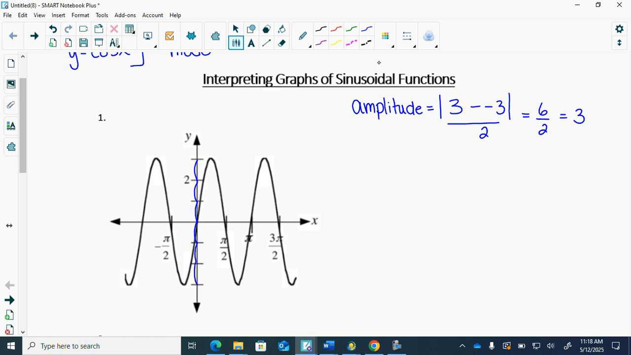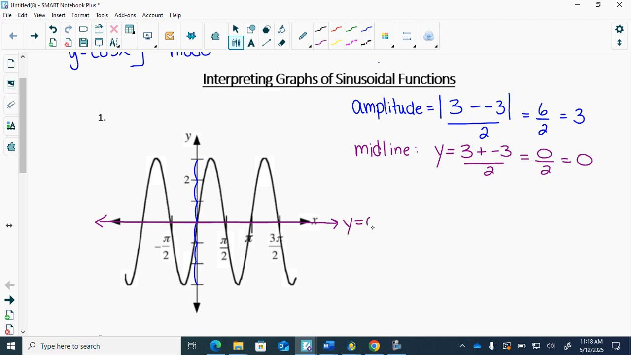So the midline is y equals, it's not just equals, it's y equals the max, which is 3, plus the min, which is negative 3, divided by 2. 3 plus negative 3 is 0 divided by 2, which is 0. So y equals 0 is our midline. So we draw our midline. Y equals 0 is the x-axis. Remember that?